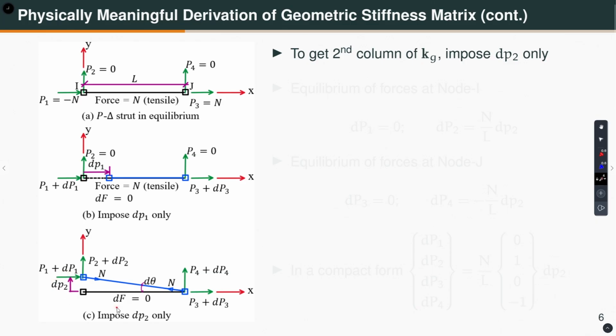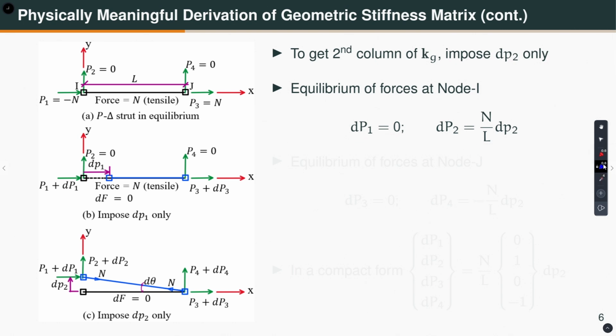And there is no change in the force in the bar, so dF is equal to 0. That means I still have an axial force n, with tension taken to be positive. Now if I consider the equilibrium of this ith node in the deformed configuration, what do I get? I get dP1 is equal to 0 and dP2 is equal to that. How do I get that?